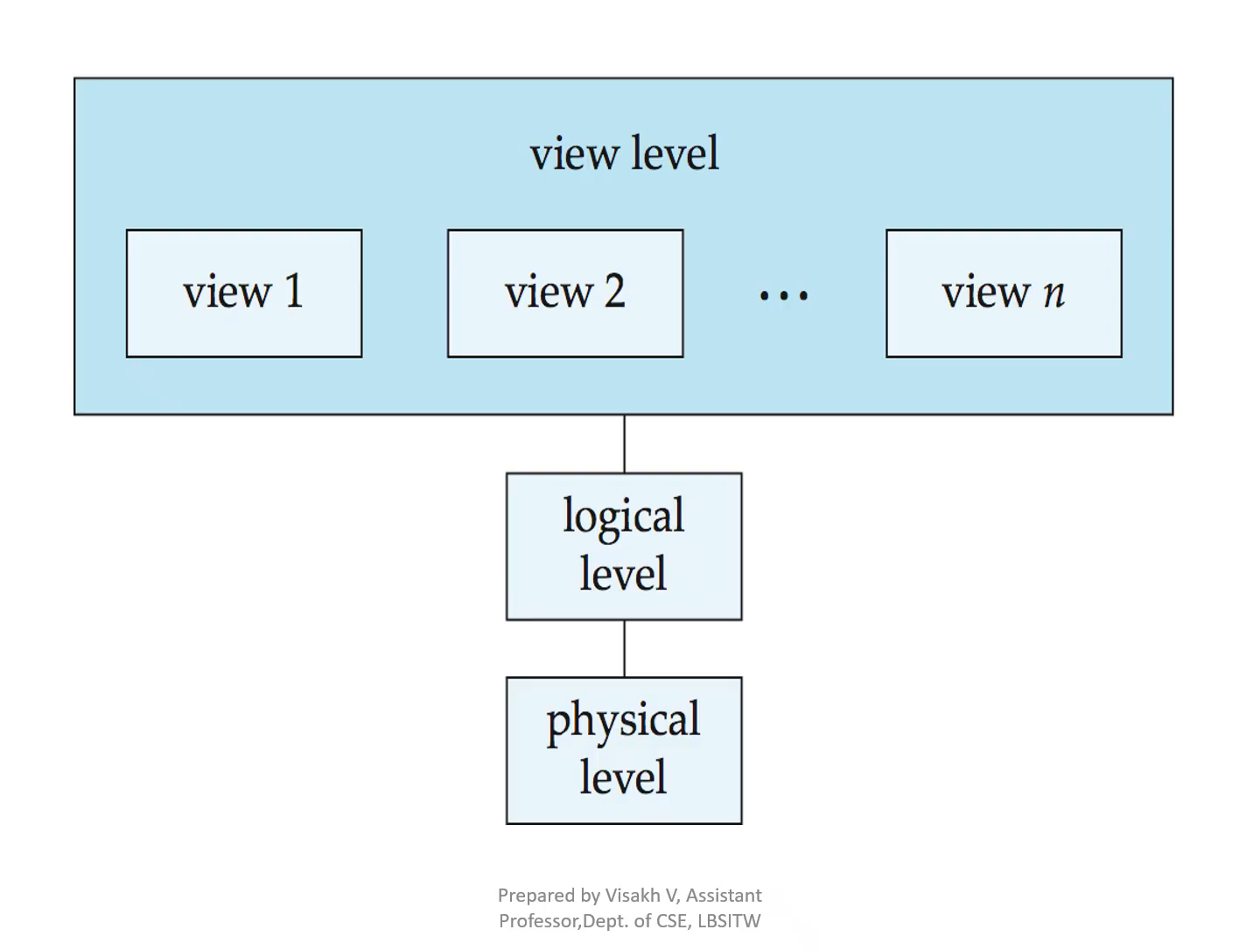So if you are observing in this figure, the lowest is a physical level, second is a logical level, and third one is a view level. It makes different views, view 1, view 2, view n number of.